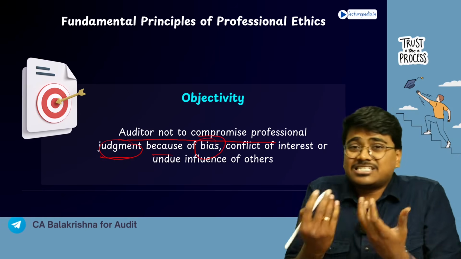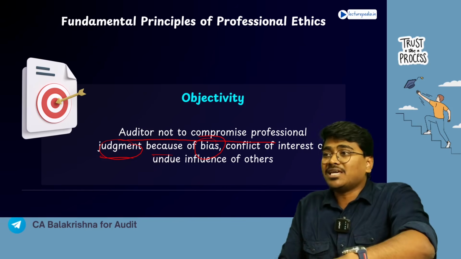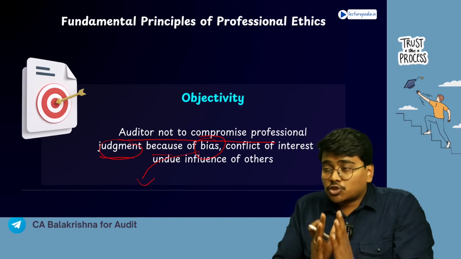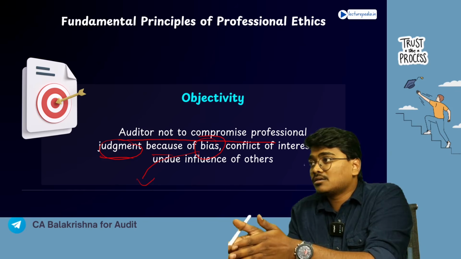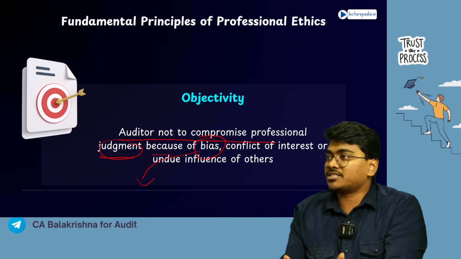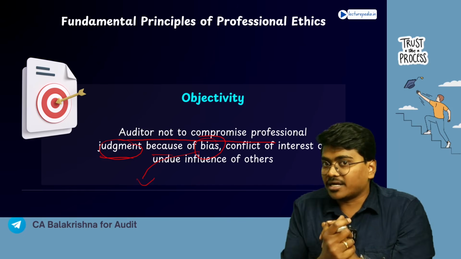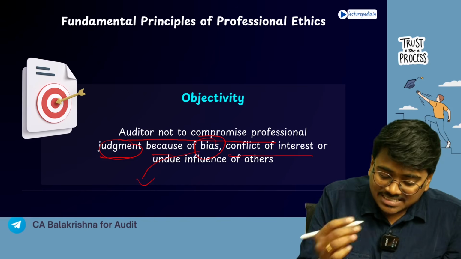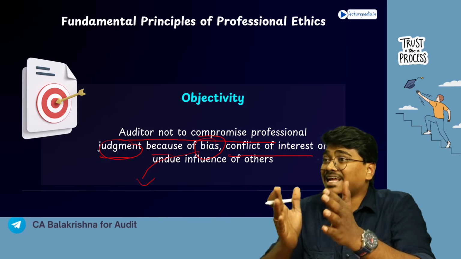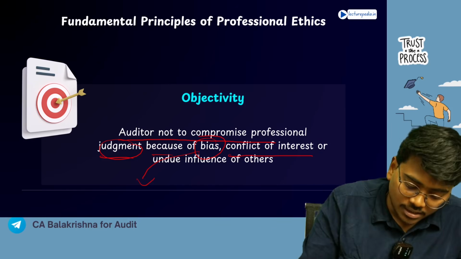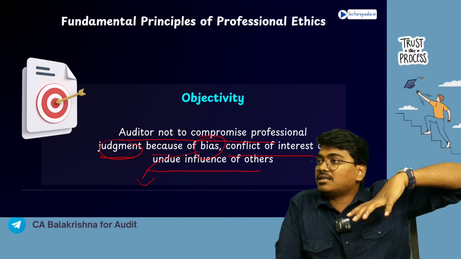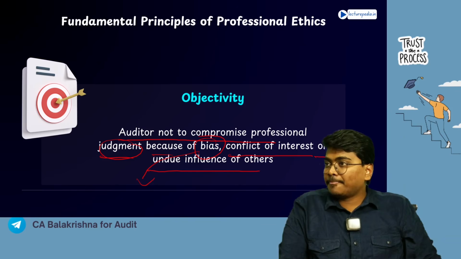Here, professional judgment means the decision making of the auditor should not be compromised by bias. Bias means showing favor to a particular party. Your decision should not be biased. When will your decision not be biased? If you take decisions based on facts. If you take decisions based on emotions, your decision will automatically be biased, favoring one of the parties. And conflict of interest: the decision you make should not conflict with the interest of any of the parties; it should be straight, based on the facts. Or undue influence of others: while making any decision you should not get influenced by any other person. That is known as objectivity. Got it?